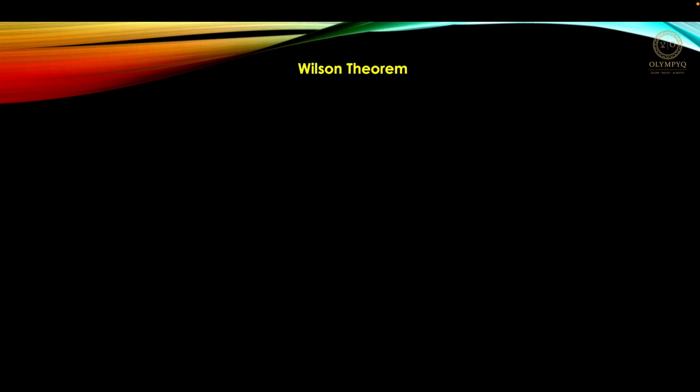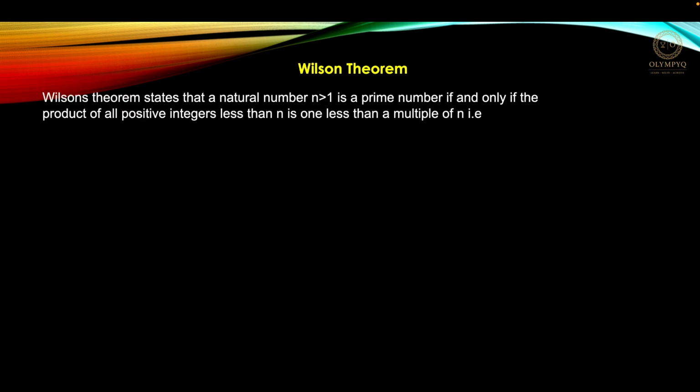To start solving this question, first of all, we need to understand Wilson theorem. Wilson theorem states that for a natural number n greater than 1, n is prime if and only if the product of all positive integers less than n is 1 less than a multiple of n. Mathematically, n minus 1 factorial is congruent with minus 1 modulo n, where n belongs to a prime number.